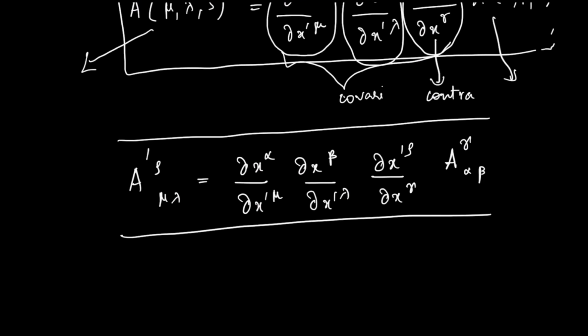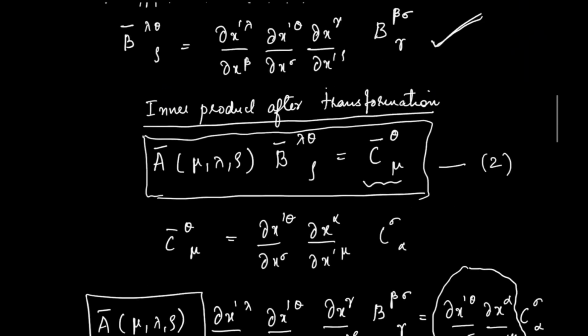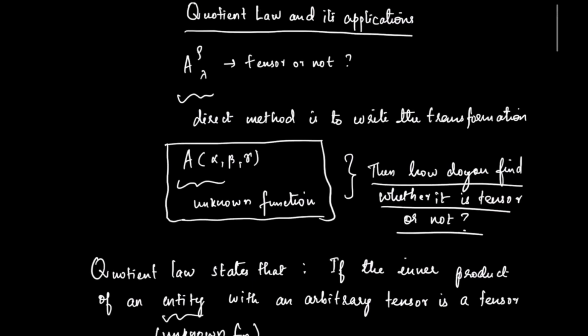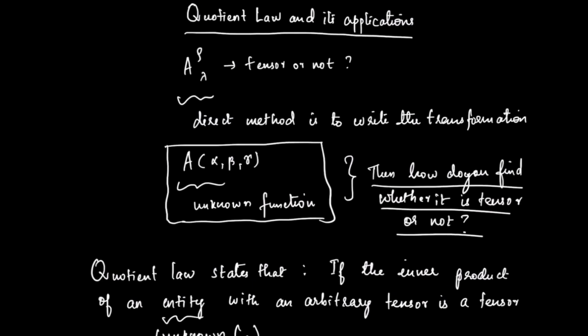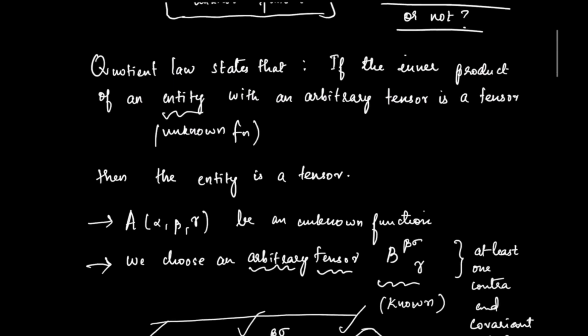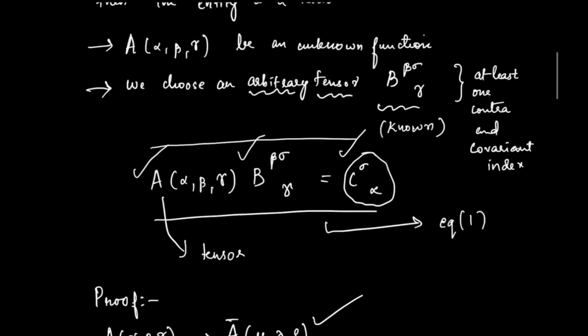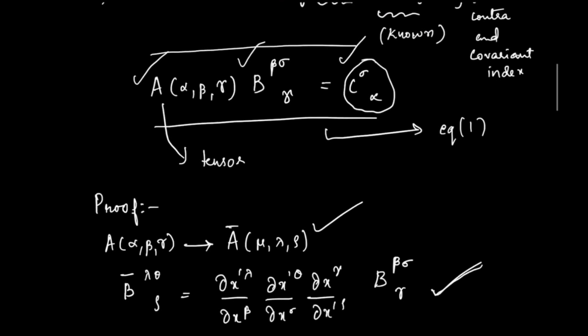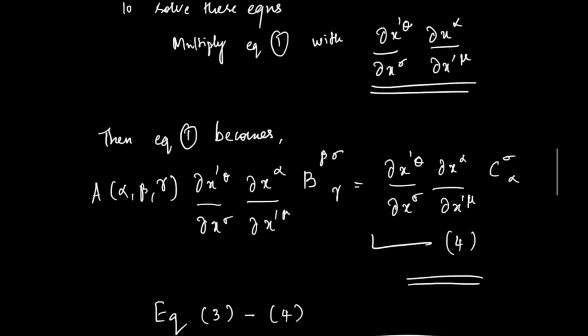Okay, so the quotient law states that if the inner product of an entity with an arbitrary tensor is a tensor, then the entity is a tensor. Now we have proved the quotient law. So if you have an unknown function, how do you find whether it is a tensor or not? You have to take an arbitrary tensor B, take the inner product of A and B, and if it gives a tensor, then A is a tensor. Okay, so we have proved the quotient law.